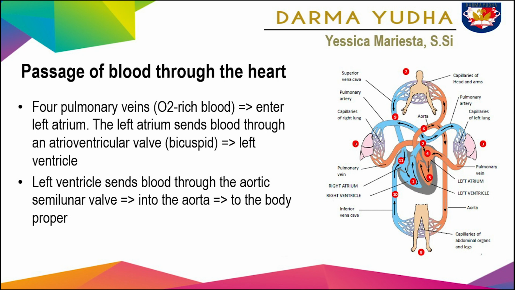So the blood that contains lots of oxygen from the four pulmonary veins will enter the left atrium. The left atrium sends the blood through an atrioventricular valve to the left ventricle. The left ventricle sends the blood through the aortic semilunar valve into the aorta and then to the body proper.